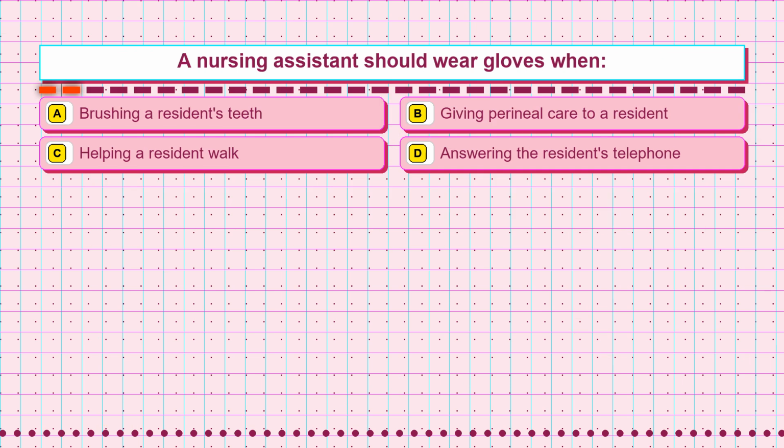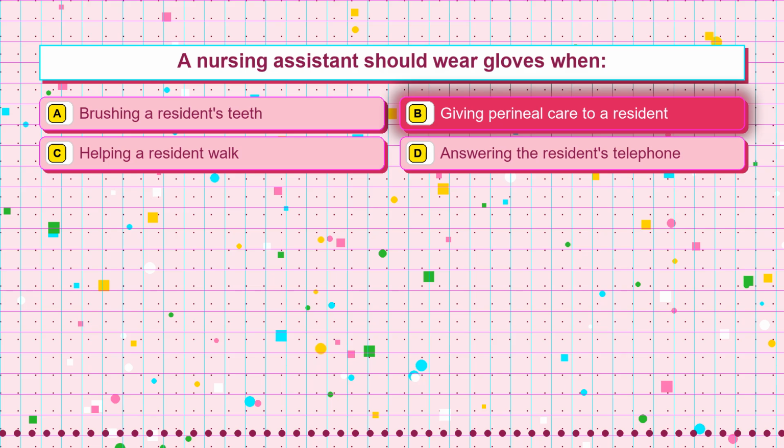Question 29. A nursing assistant should wear gloves when? Option A, brushing a resident's teeth. Option B, giving perineal care to a resident. Option C, helping a resident walk. Option D, answering the resident's telephone.